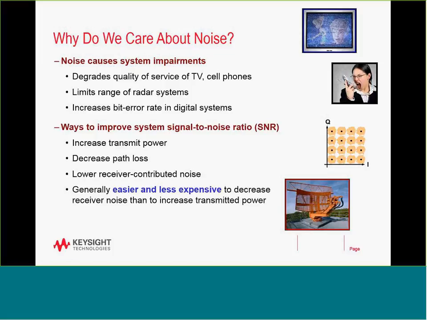We can always increase that signal to noise by increasing the transmit power. Effectively, if you had a satellite system, it would be very difficult to go into space and increase the gain of those amplifiers, as it does take more weight and space and so on. We could decrease the path loss, but in most cases our wireless systems require point-to-point communication over very long distances. It's really easier and less expensive to decrease the receiver noise contribution.